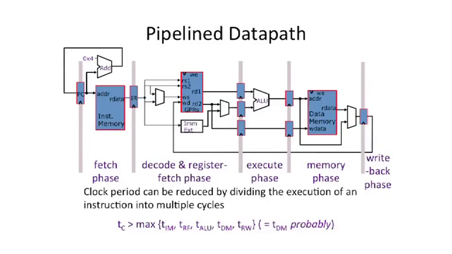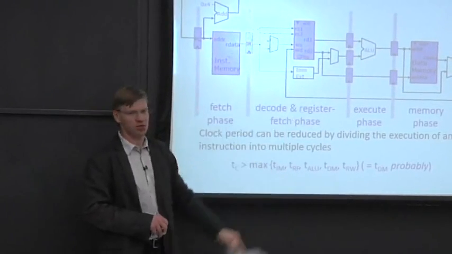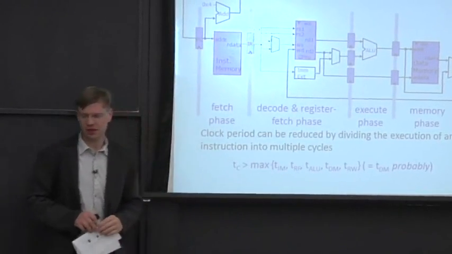So the cycle time is greater than or equal to the maximum of the rest of these times. And in most pipelines, it's probably equal to the time it takes to access the data memory. The time to access the data memory in most MIPS processors is probably going to be your limiting factor, but people will try to pipeline this, and we'll talk about how to pipeline that even more, so try to cut the memory unit in half.